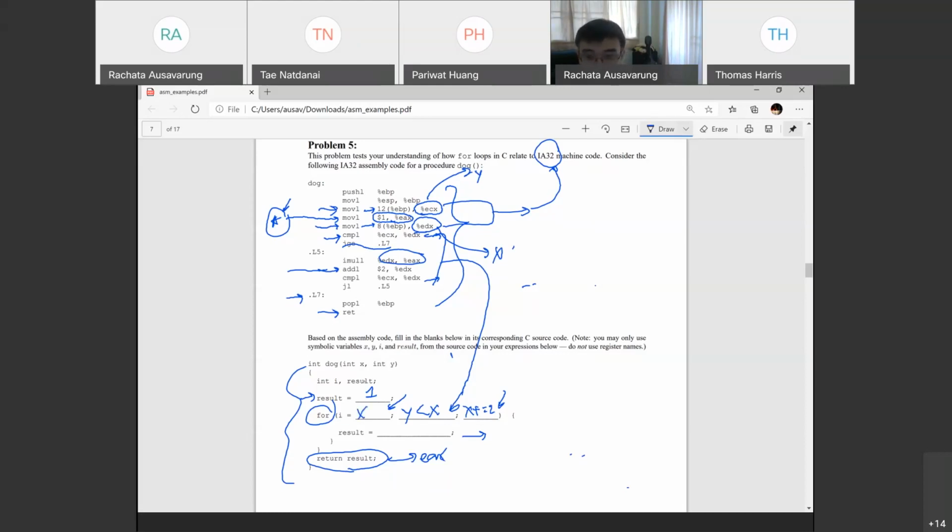Here. Yes, that's correct. So what's the last line in here? Yep, result multiplied by x.